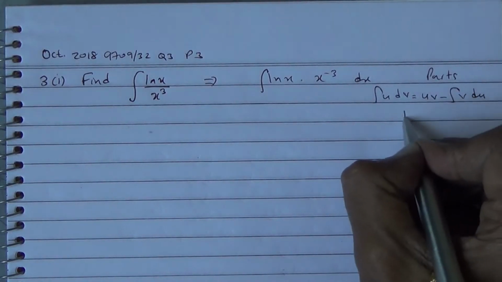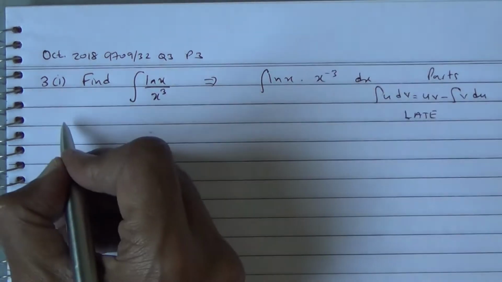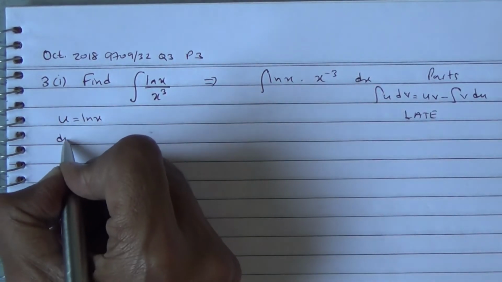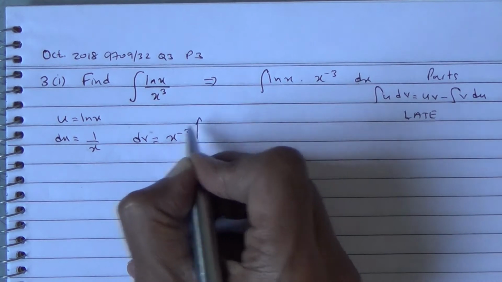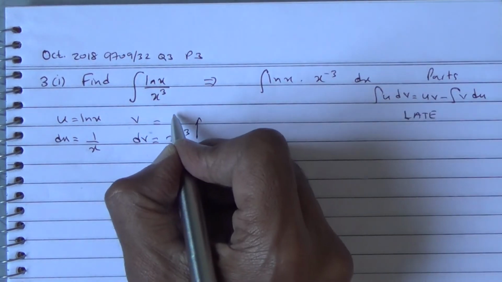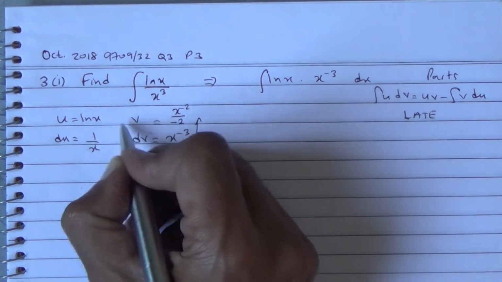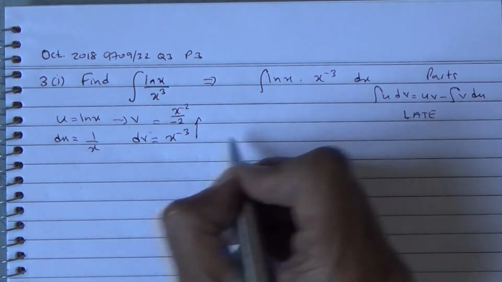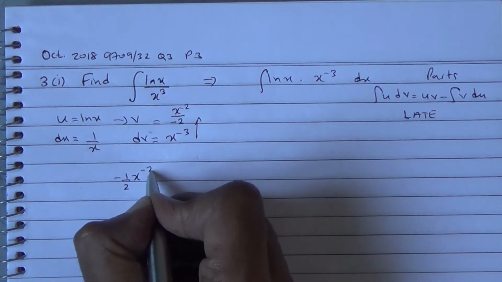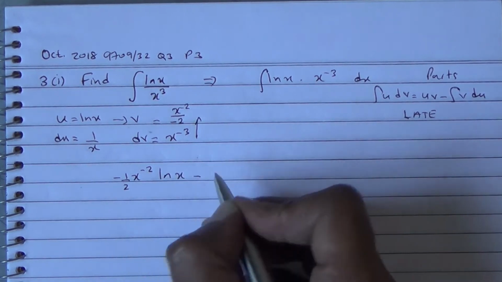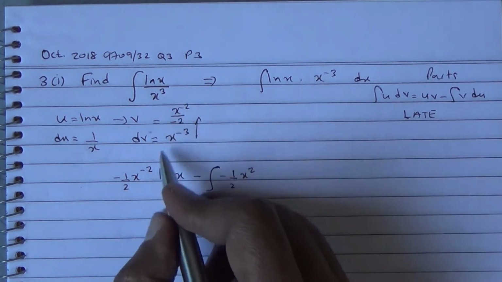Using the acronym LATE, logarithm is first, so I'm going to take u as ln x, and therefore du is equal to 1 over x, dv is equal to x to the power minus 3, meaning that if you integrate this back, you're going to get v as x to the power minus 2 divided by minus 2. uv is going to be equal to minus half x to the power minus 2 times ln x, minus the integral of v du.